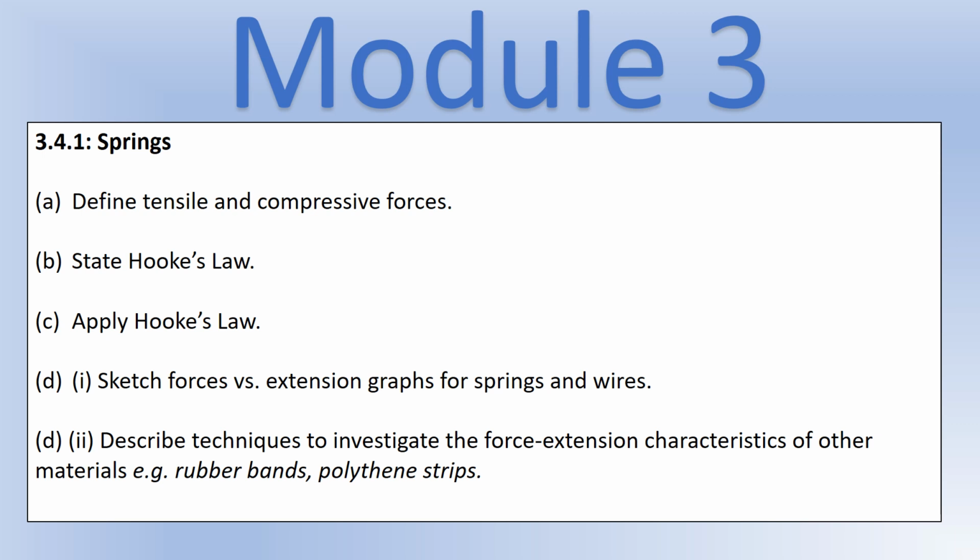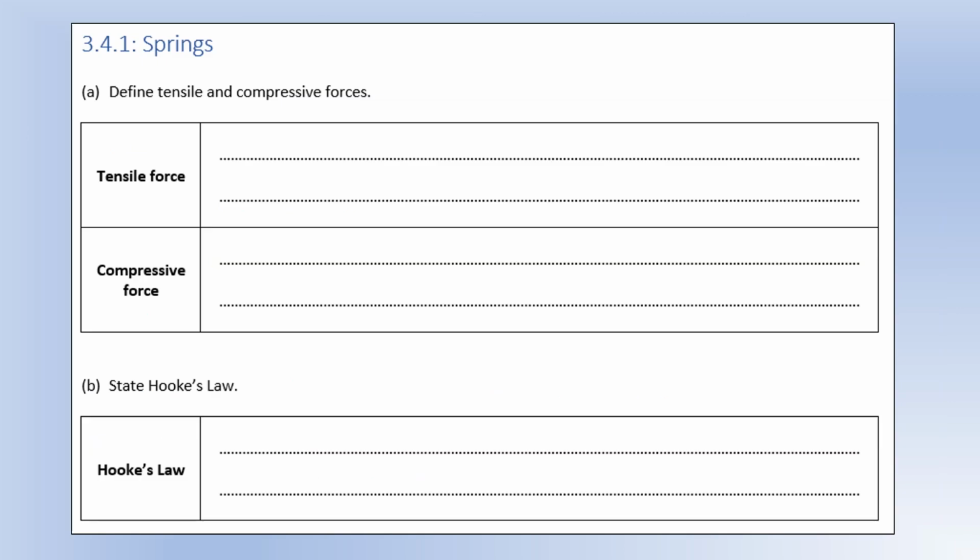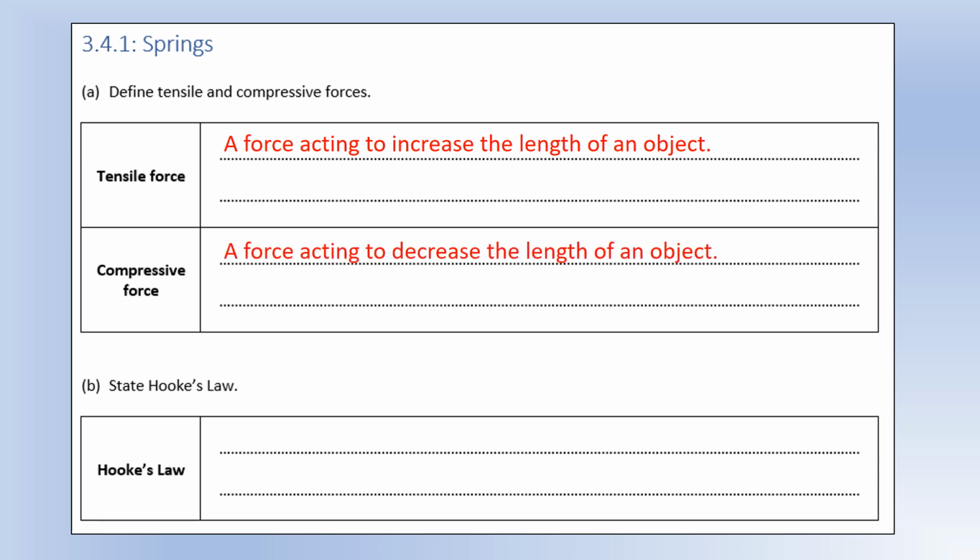All right, so now getting into the materials section of Module 3, looking at springs first of all. Again, work your way through section 3.4.1, then we'll stop and take a review. A tensile force is a force that acts to increase the length of an object. A compressive force is one acting to decrease the length of an object. Fairly straightforward. Hooke's law, which we use to explain how springs behave, states that force is directly proportional to extension up to the limit of proportionality.